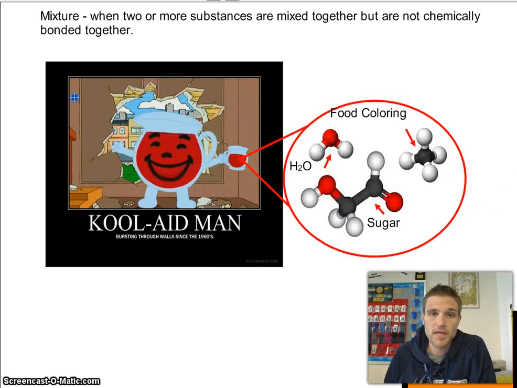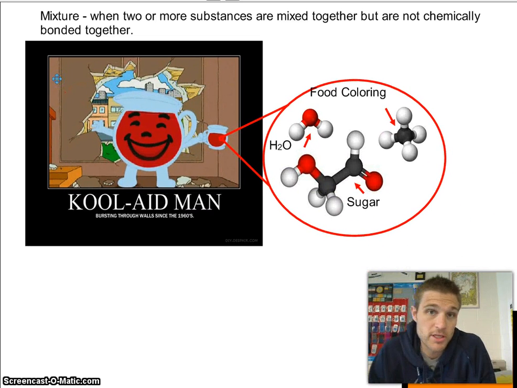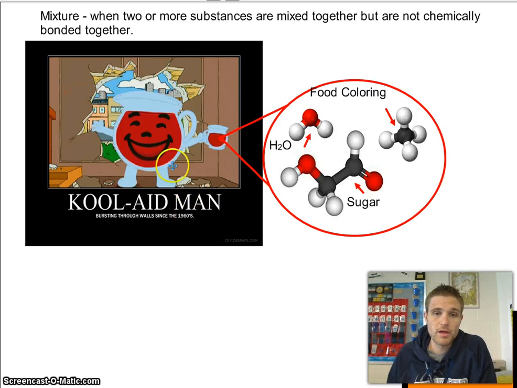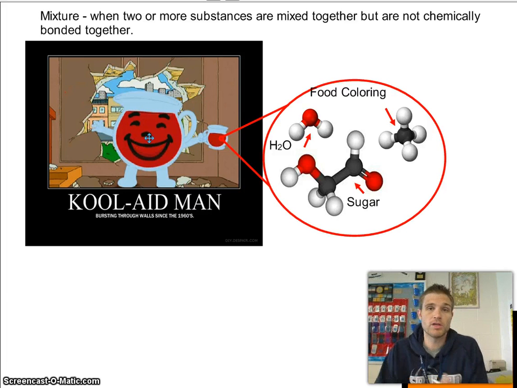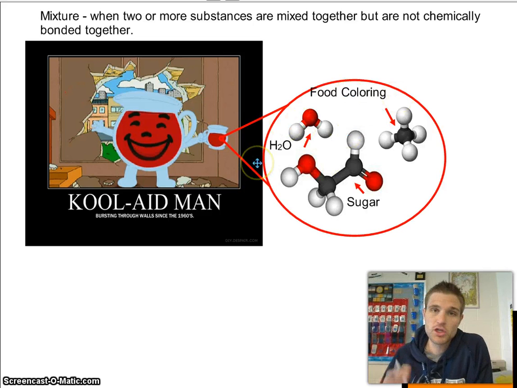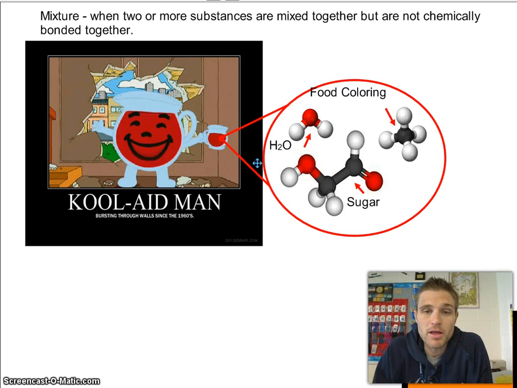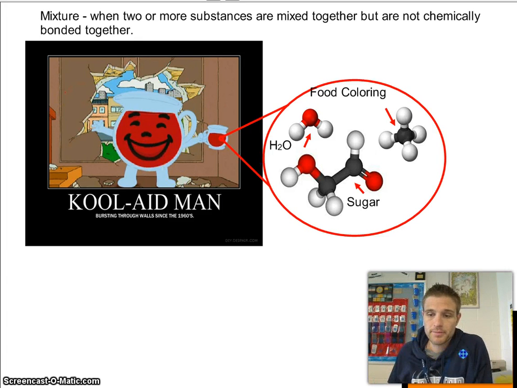There are different types of mixtures, such as the Kool-Aid Man. The Kool-Aid Man is a mixture known as a solution. If we look at the Kool-Aid Man, he kind of looks like one thing because the Kool-Aid all looks one color, but if we zoom in on that specific molecule, we'll notice that there's really actually food coloring, water, and sugar in the Kool-Aid Man.